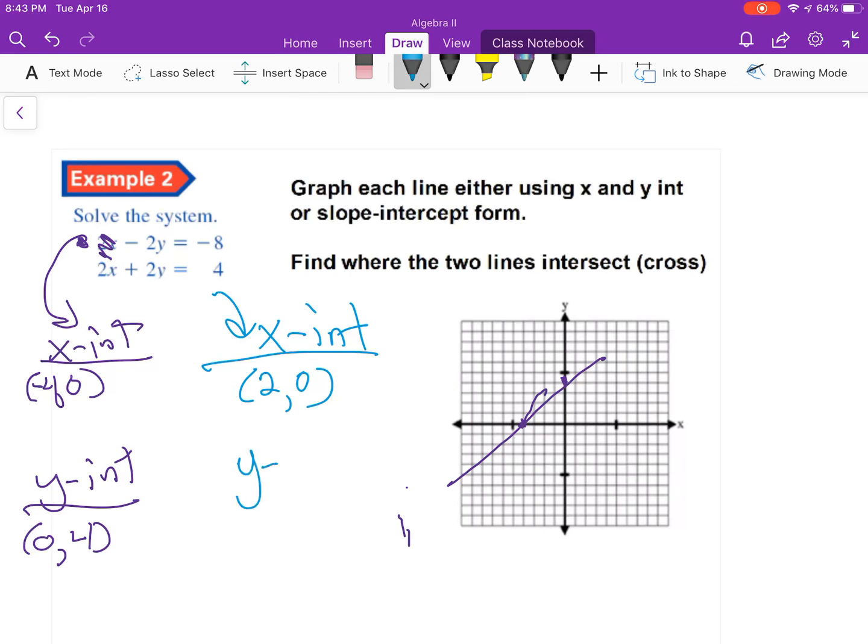Find the y-intercept: put 0 in for x, so now the x goes away, divide by 2 and get 2. So I'm plotting this on both axes: on the x-axis I put a 2, and on the y-axis I'll put 2. And I'm going to see where they meet.